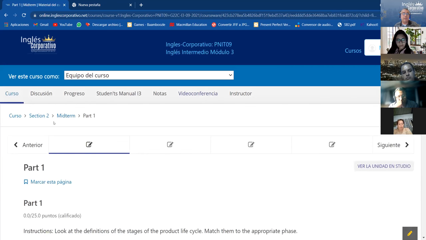Como puede ver aquí, as you can see right here, it says midterm. So this will be the exam questions. And then you have part 1, part 2, part 3, and part 4. There are 4 parts to the exam. Any more questions, Abigail? No. Thank you, teacher. Okay, no problem.